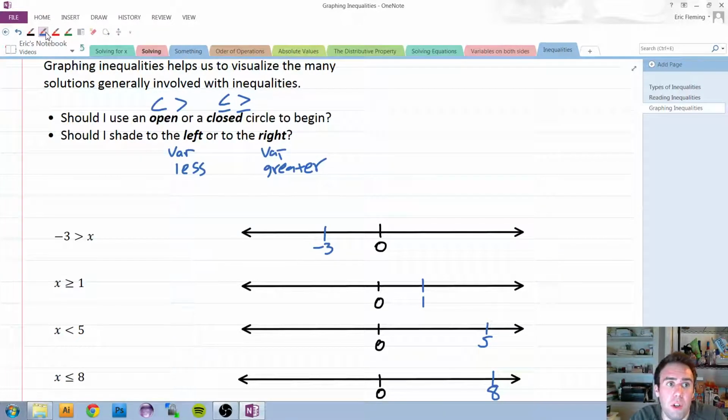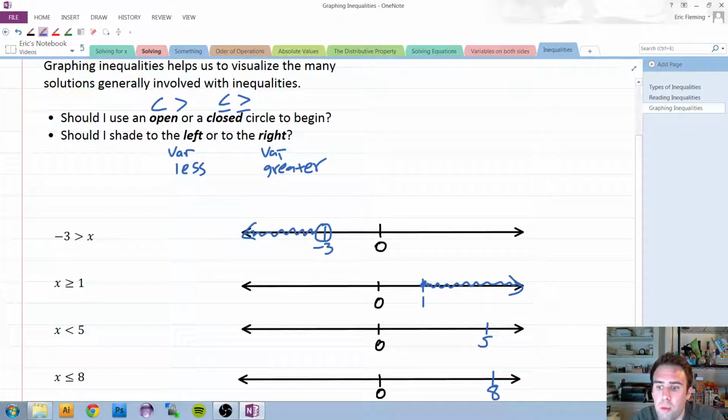Now it's time to answer the question, do we have an open circle, do we have a closed circle, and should I be shading to the left or to the right? Looking at x, let's see, x is less than -3. I know I want an open circle because there is no bar underneath, and less than means I'm shading to the left. Take a look at the second one. Here, the inequality is opening up to x, so x is greater than or equal to 1. Well, the or equal to means I gotta fill it in with a circle, and the greater than tells us we are shading to the right.